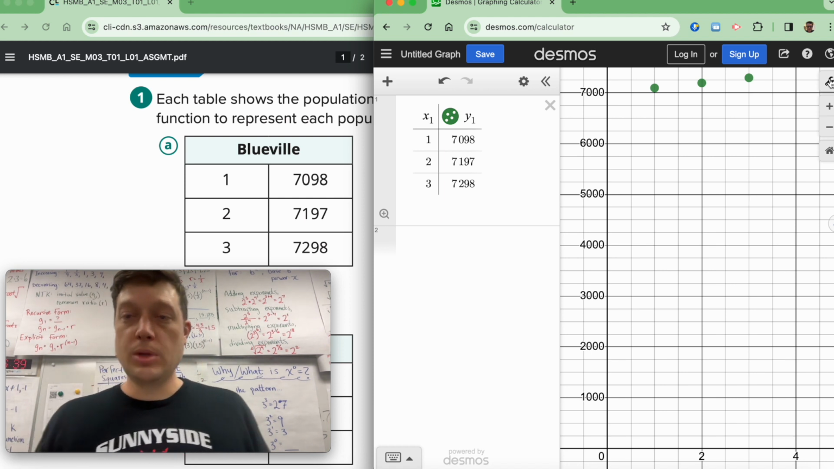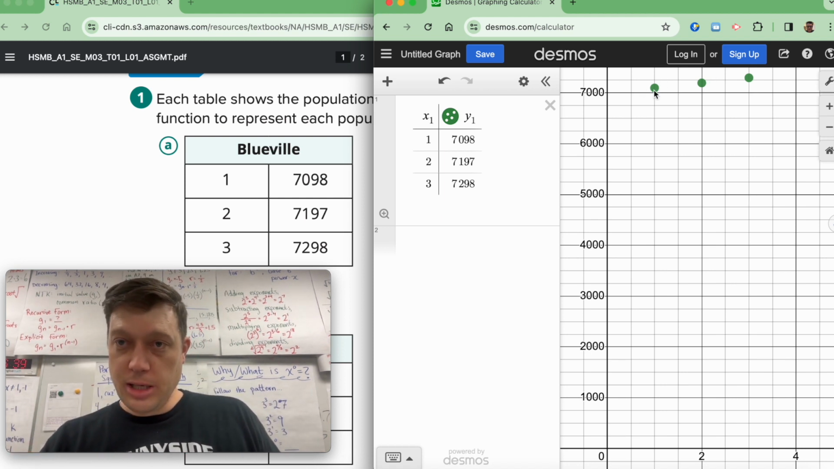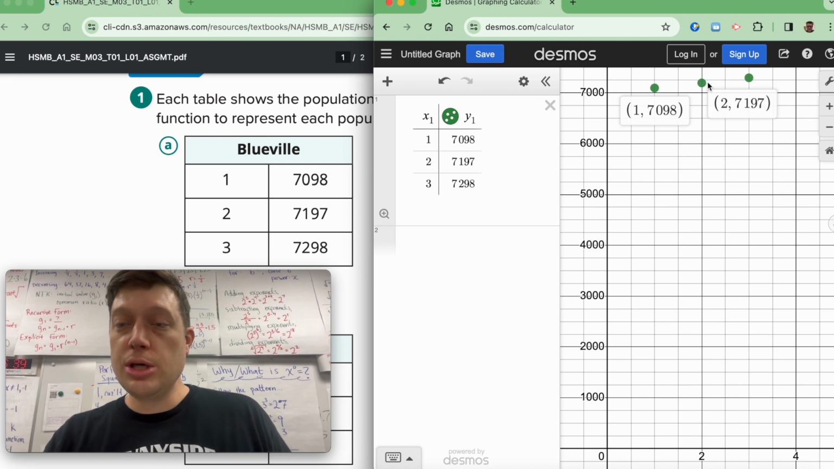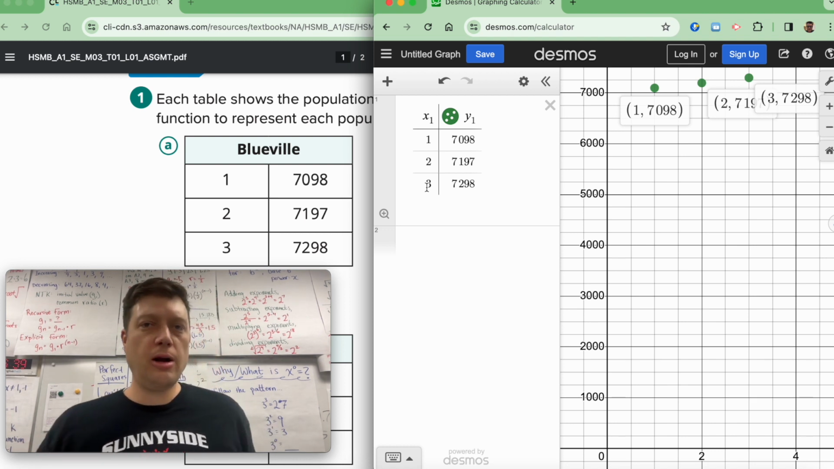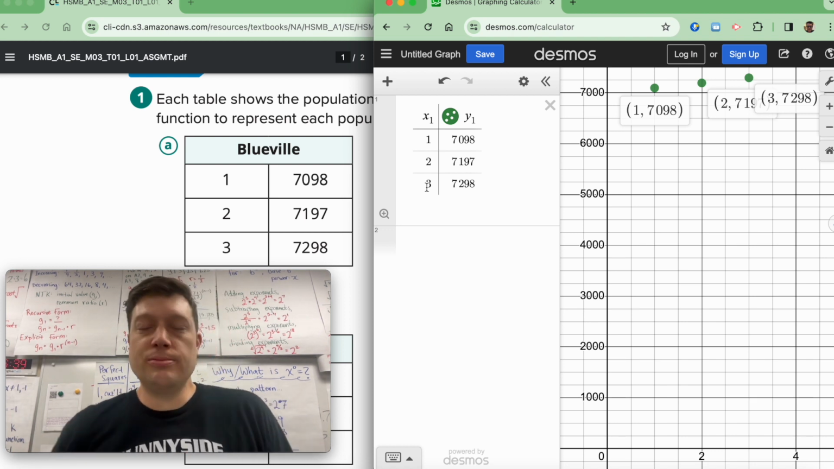There they are, the 3 dots. So you see my mouse? I'm clicking on 1, and you can click on 2, and you can click on 3, and they actually are lined up with the information from the table. Now, if you're with me so far, we haven't even written the equation.